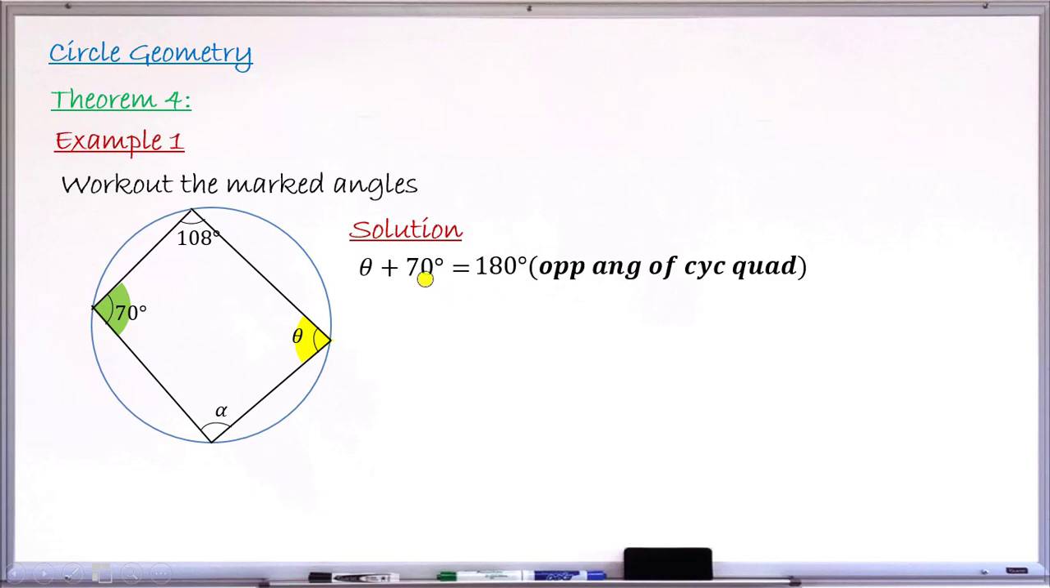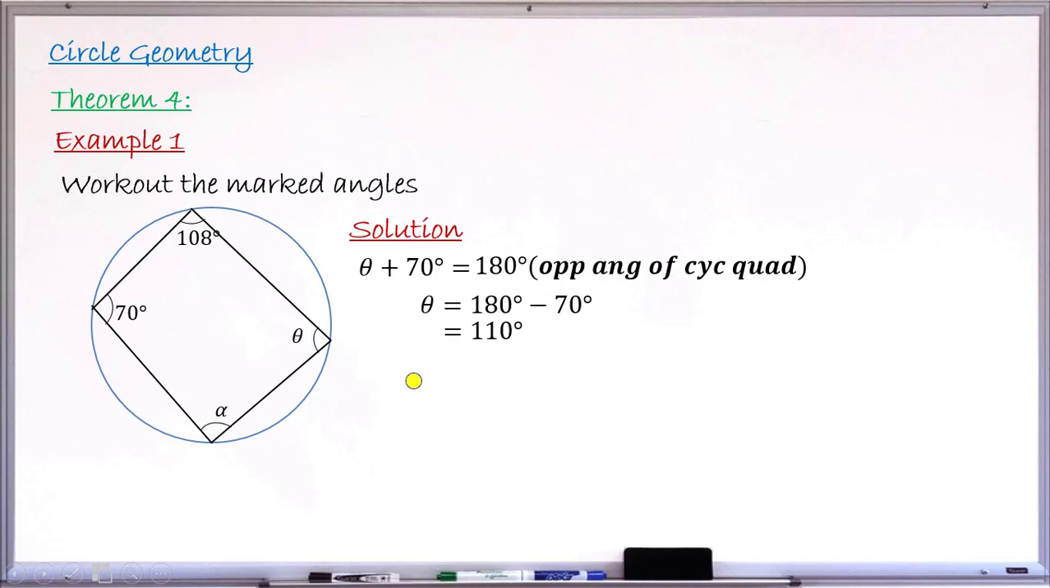So I can take 70 degrees to the right-hand side. There I'll have theta equals 180 minus 70. Subtracting 70 from 180 correctly gives you the answer 110 degrees. So the size of this angle theta is 110. Now you move ahead and find the angle alpha. Angle alpha and the angle 108 degrees are also opposite.